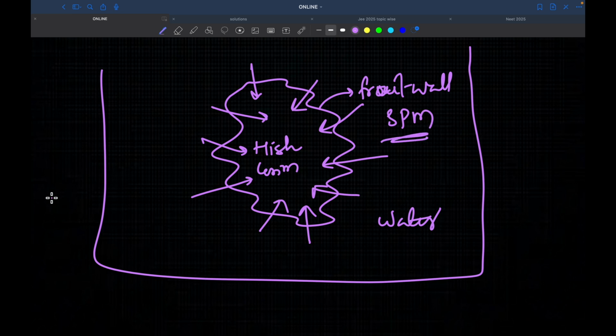Look here, this is high concentration, here low concentration, right? High concentration, low concentration, it enters into this. So this process is called as osmosis process.